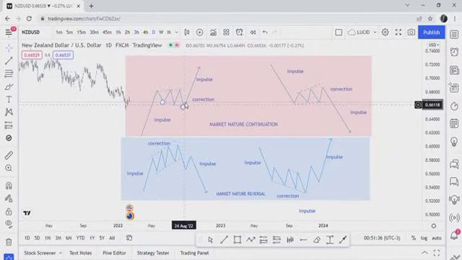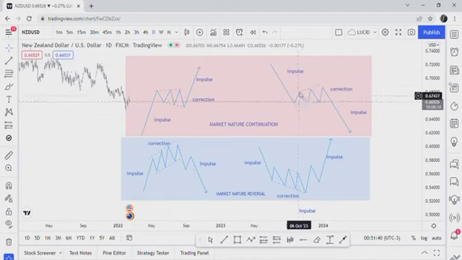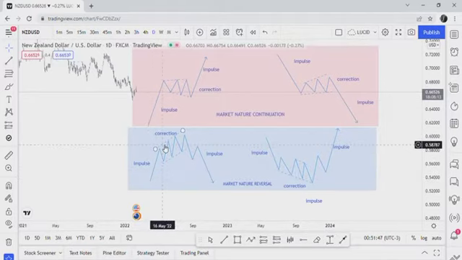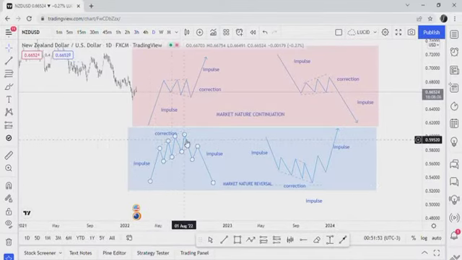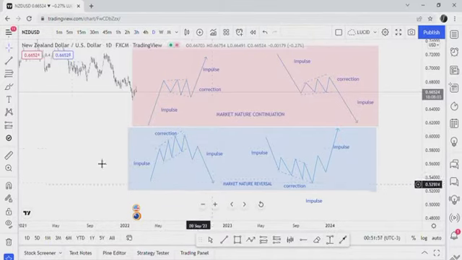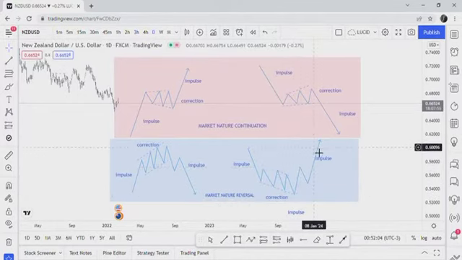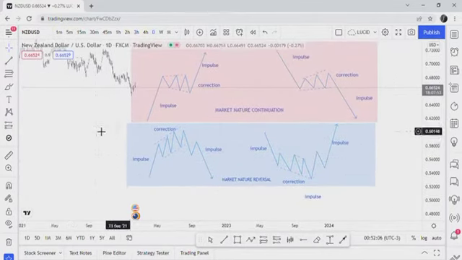Impulse, correction, impulse to the upside: uptrend continuation. Impulse, correction, impulse to the downside: downtrend continuation. Then impulse, weak correction to the upside. You see, impulse to the upside, weak correction to the upside, and then break below, reversal to the downside, impulse to the downside, weak correction to the downside. Once it breaks above, we get a continuation to the upside.